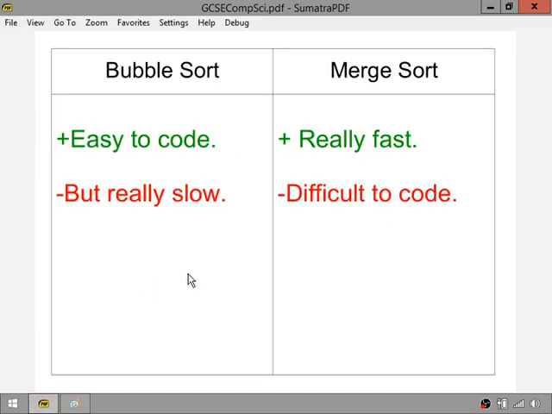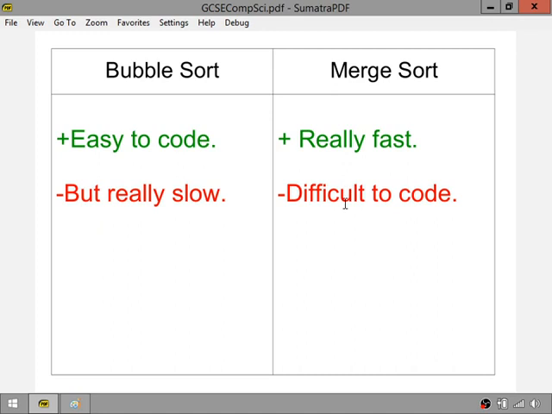And it's just a comparison of a bubble sort and a merge sort at a glance. So a bubble sort is very easy to code, but it's incredibly slow. We can add some optimizations to the bubble sorting algorithm to make it faster, but it is still very, very slow. A merge sort, however, is really, really fast. It is the fastest sorting algorithm out there. However, it is incredibly difficult to code.